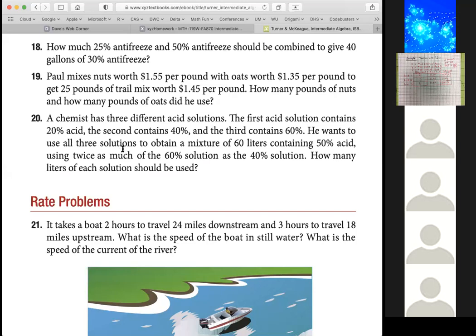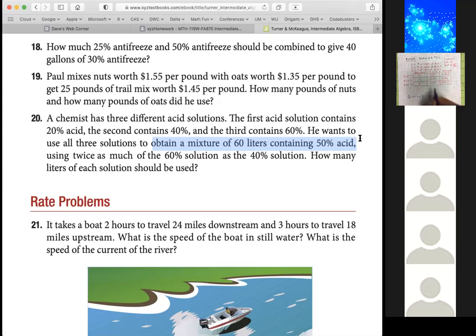Wants to obtain a mixture of 60 liters containing 50% acid. Okay, so now I know the total number of liters, and that's actually important. The x plus y plus z must be 60. Let me write that down. Okay, that's one of my equations. I'll come back to my paper in a second.